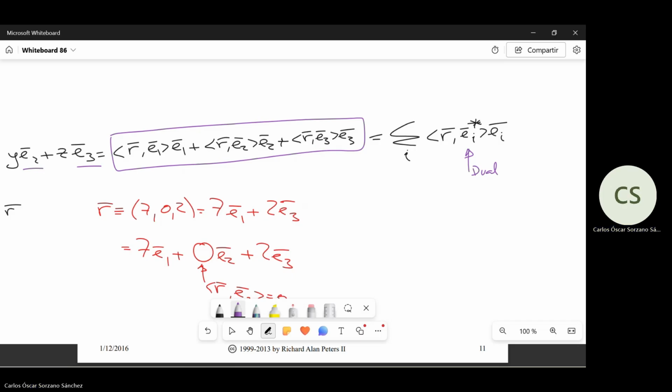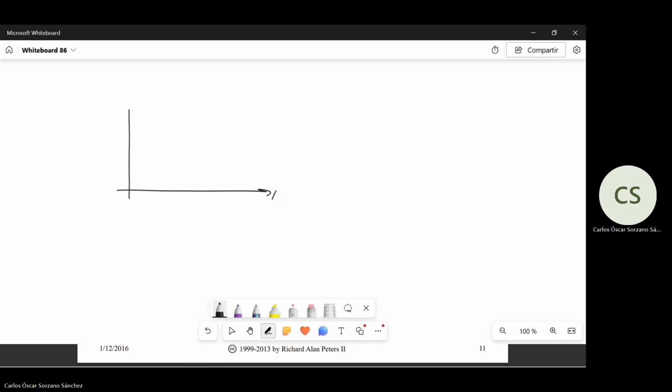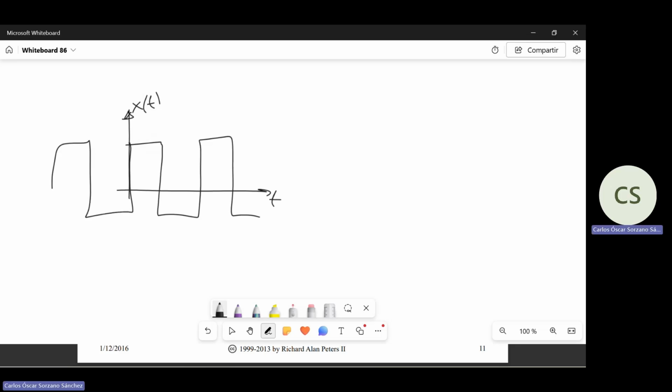Okay, so what does this have to do with the Fourier transform? Let's say that I have a signal x of t. Let's make this signal periodic for the moment so that we can use sums. So this signal is periodic, and we will focus on the period 0 to lambda. Okay, so this is lambda, we will concentrate there. And I want to express this signal in some basis.